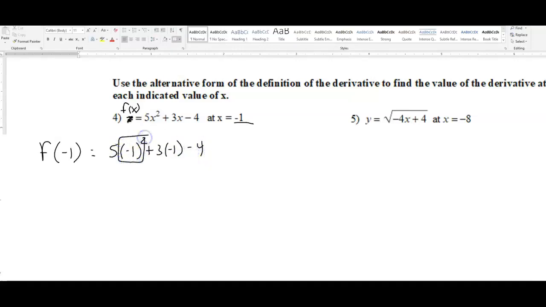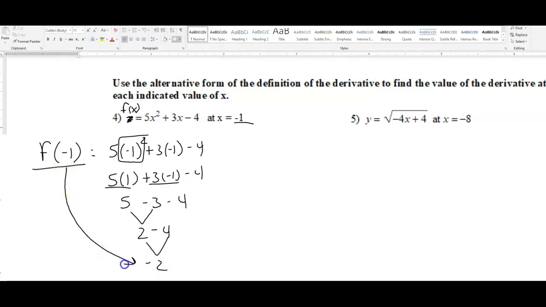Exponents are first. Be careful with your order of operations. Followed by multiplication. And then addition and subtraction from left to right. And so f of negative 1 is negative 2. So we have our setup.